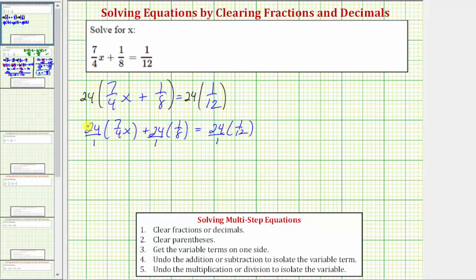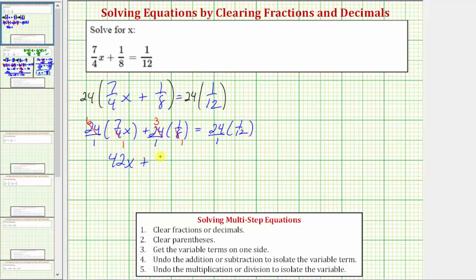Notice here 4 and 24 share a common factor of 4. There's 1 4 and 4, and 6 4s in 24. The product is now 6 times 7x, which equals 42x, plus 8 and 24 share a common factor of 8. There's 1 8 and 8, and 3 8s in 24. The product is now 3 times 1, which equals 3.